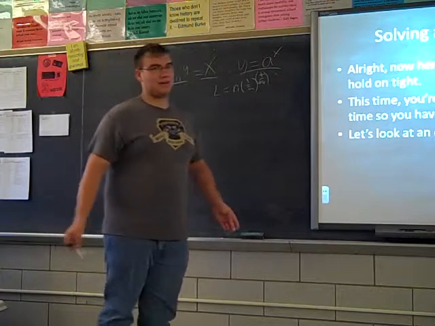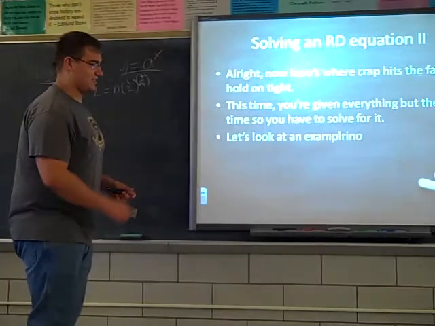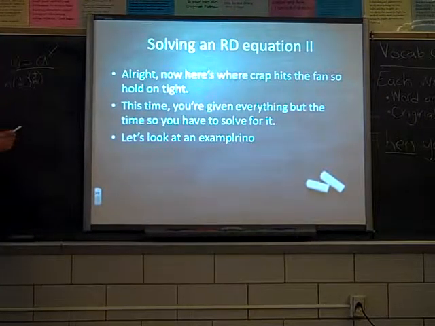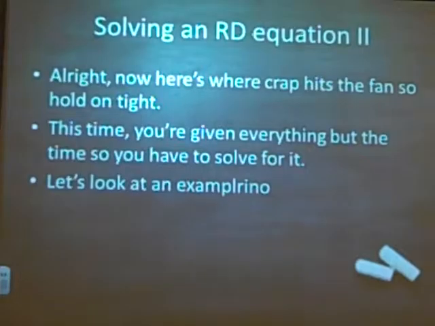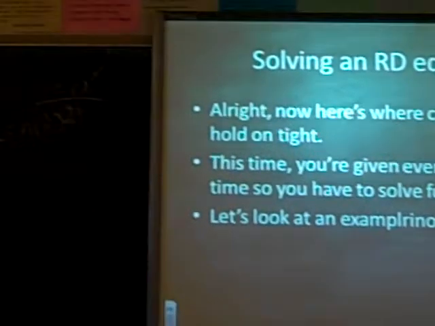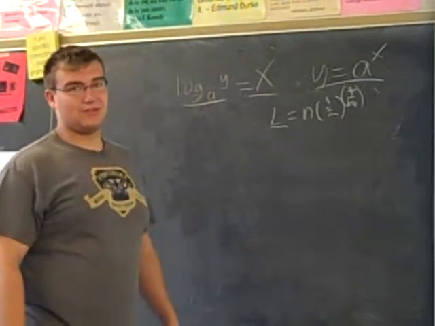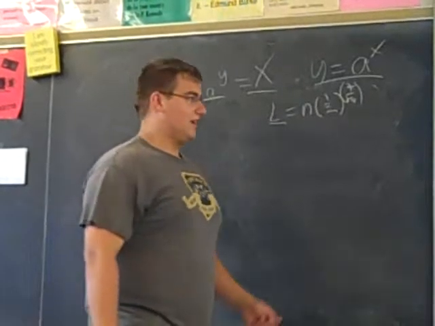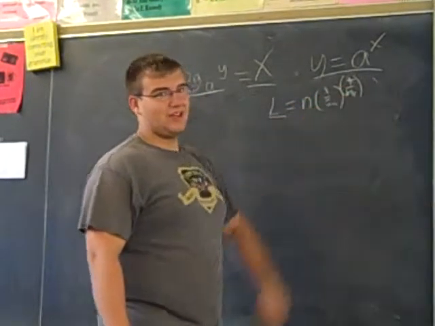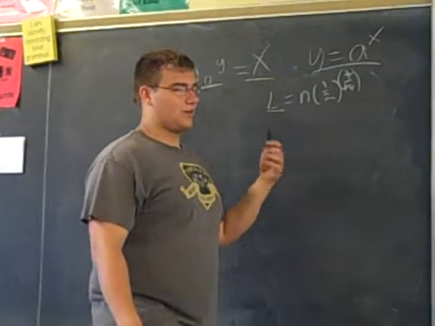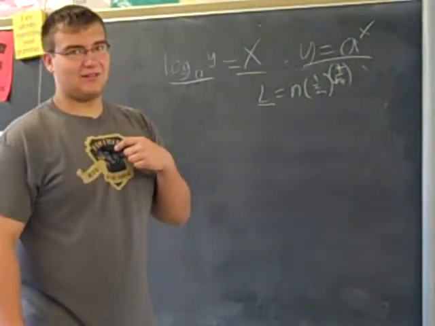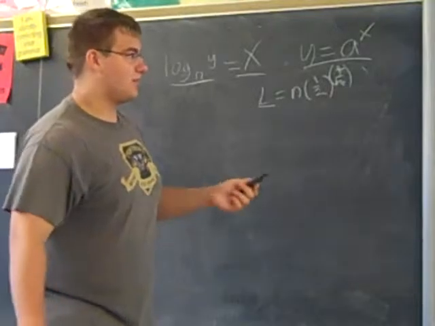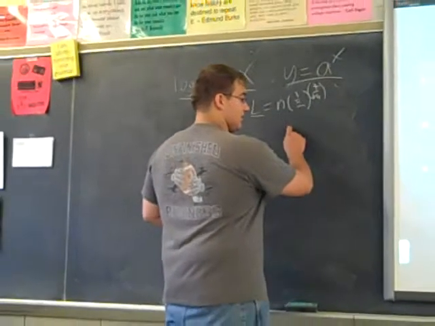Alright, so here's where the crap hits the fan, so hold on tight. We're given this one, and we are not given this one. So we're not given the time. So how on earth are we going to do this? We're going to do it like scientists. They aren't given how long it is. They have to figure out how old, or when these dinosaurs roamed the earth, and when we got scared and hid in our caves.